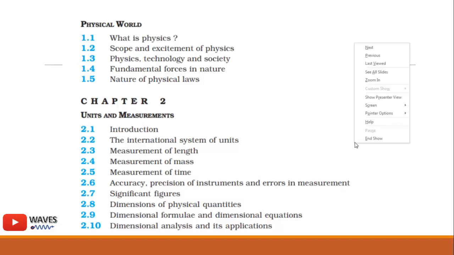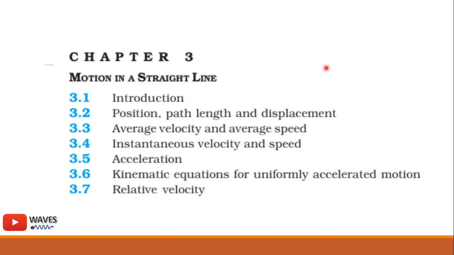The next topic is motion in a straight line, which comprises the third chapter of your syllabus. Here we are talking about motion in one dimension. That means, for example, a car is moving on a highway in a straight line, and the kind of motion and its analysis are the parts that we'll be studying in this chapter.